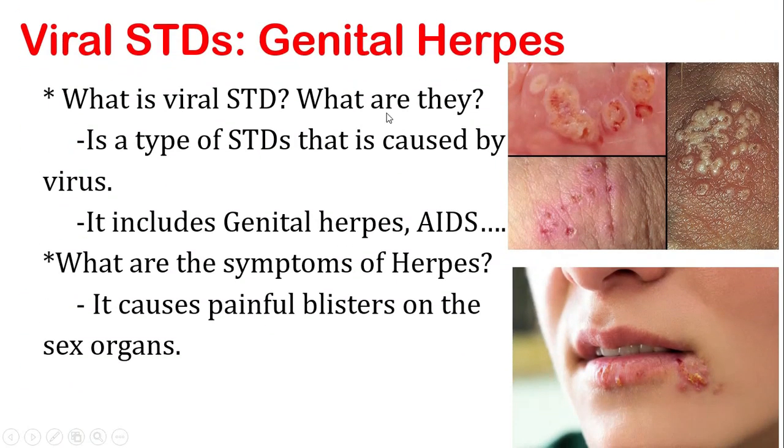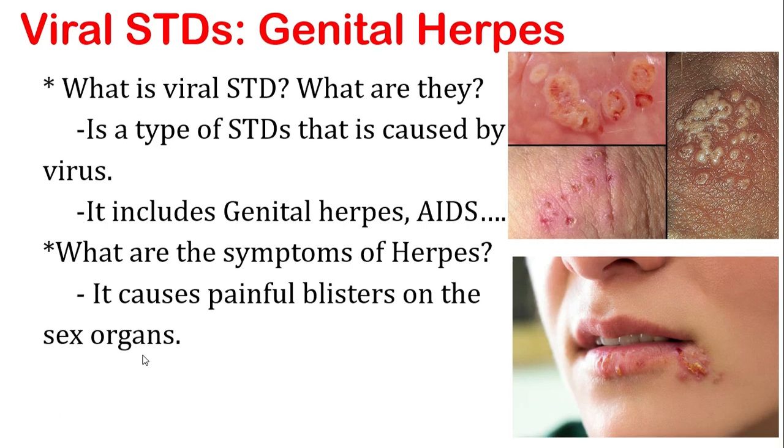Now move to the last point, viral STDs. One example here is genital herpes. It is a viral STD because it is caused by a virus. There are other types of STD caused by viruses, but I take one, genital herpes. Here you can see some symptoms on the skin, on the mouth also. The symptom of herpes is painful blisters, especially on the sex organs.